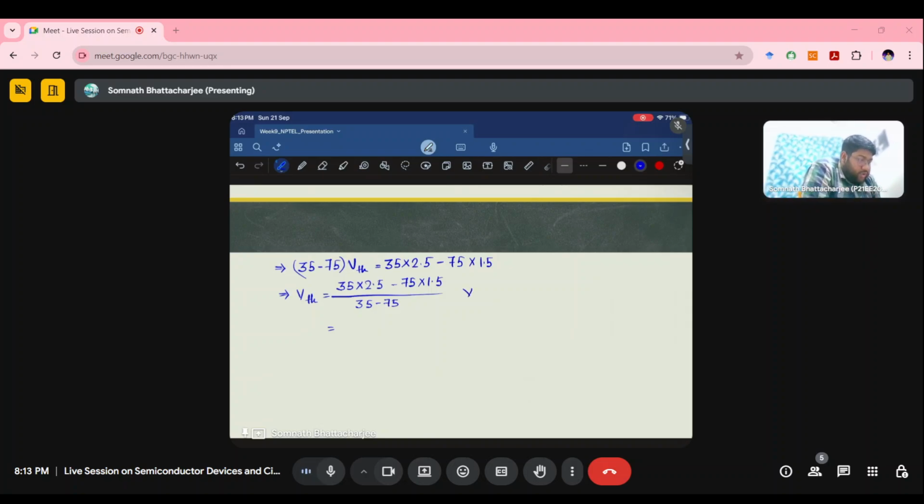Let me put the values here. So 35 multiplied by 2.5 minus 75 multiplied by 1.5. The top part comes out to be minus 25, divided by minus 40. The value is 0.625 volts. So the threshold voltage is 0.625 volts.